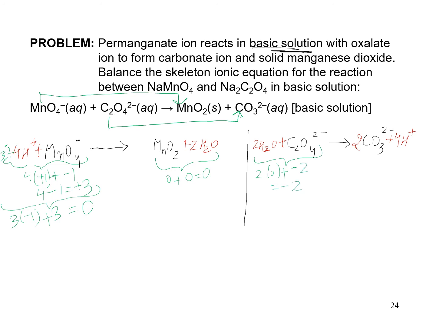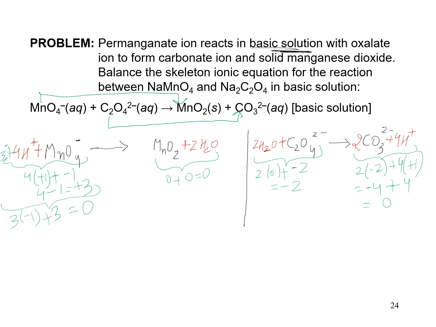How about the other side? The product side, I have 2 carbonate ions, so each carbonate is -2, right? Plus 4 protons, which is 4 times +1. So that gives you a total charge of -4 plus 4, which is equal to 0. So again, you bring it down to the least.